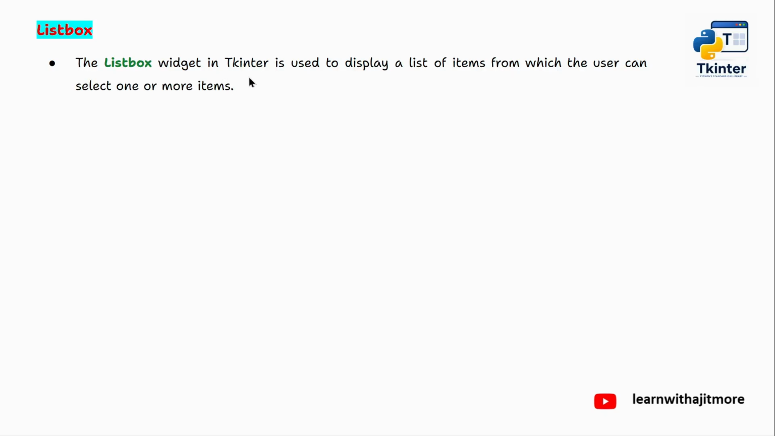So the list box widget in Tkinter is used to display a list of items from which the user can select one or more items. It will give you a list of items, and from that list we are allowed to select one item or more than one item. We will be learning how to add items in it, how to delete an item, how to get the position of the selected item, or get the item at a given position. I'll give the position, and it should return the item at that position. So methods are also provided.